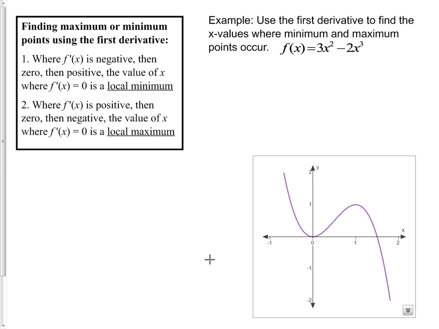So let's be a little bit more precise, and let's try this out with a specific example right here. We're going to use this first derivative to help us find the values where this maximum and minimum is going to occur. And we're going to look at the points where we've got a positive and negative value from our derivative in order to help us do it.